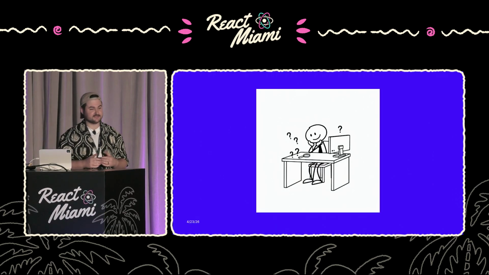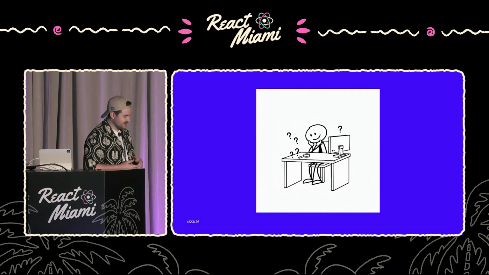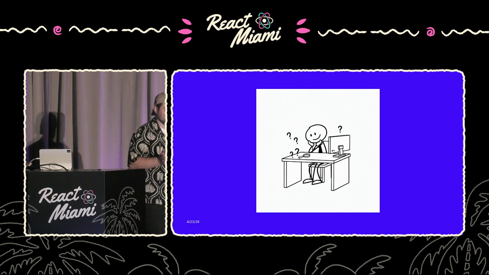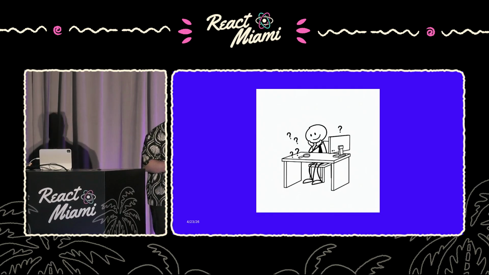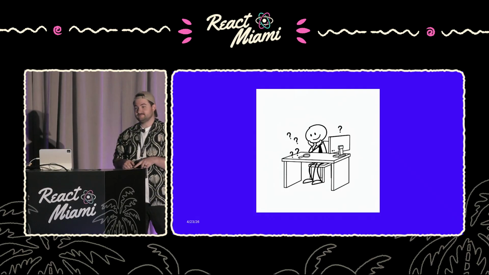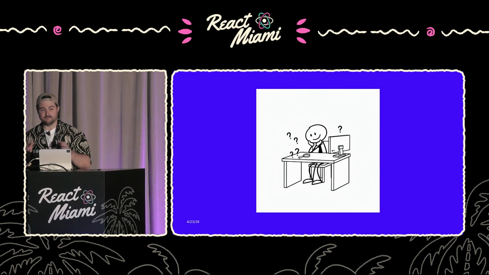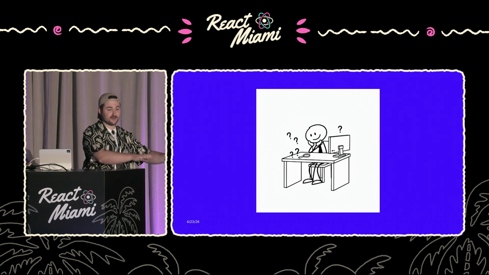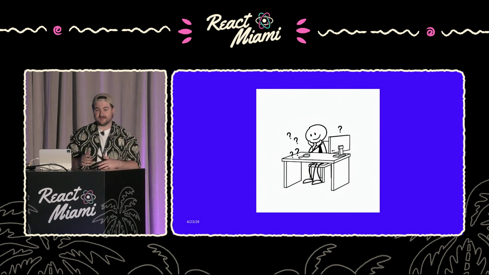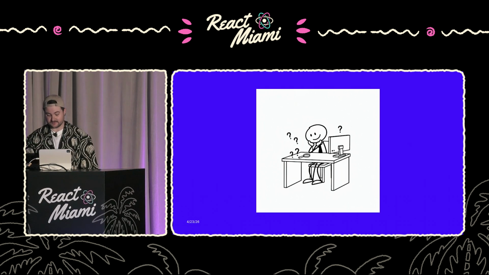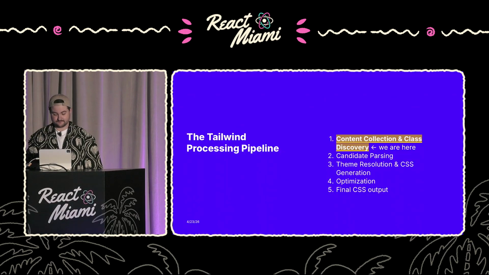Skid started asking these same questions, so he did what any developer would do. He jumped into the source code, and that is what this talk is about. It's a guided tour through the Tailwind processing pipeline from the moment you add a utility class onto an element to the moment that it becomes CSS that your browser can understand.